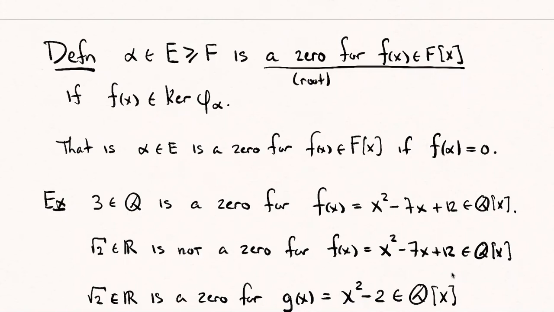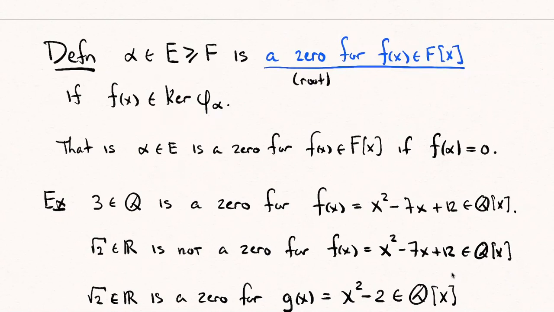Okay, so what do I mean by a zero of a polynomial? Let me highlight it. I'm going to make a flashcard color here while we're talking. A zero for a polynomial is an element alpha in an extension field of F, F being the coefficient field where your polynomial comes from. Alpha is a zero for it if f is in the kernel of phi sub alpha.